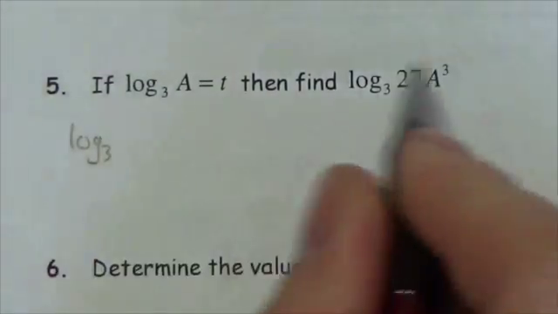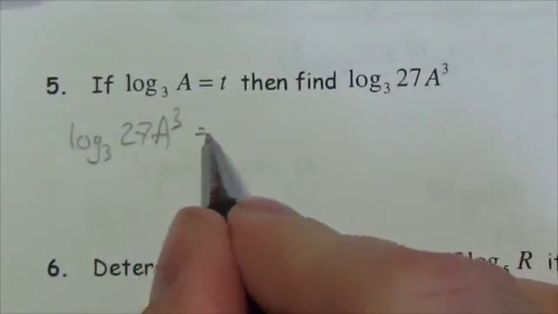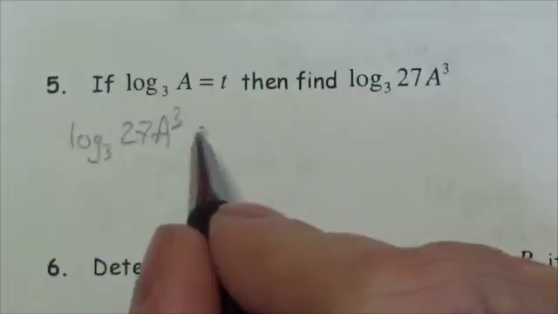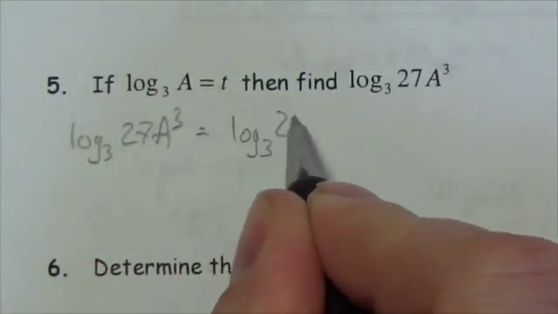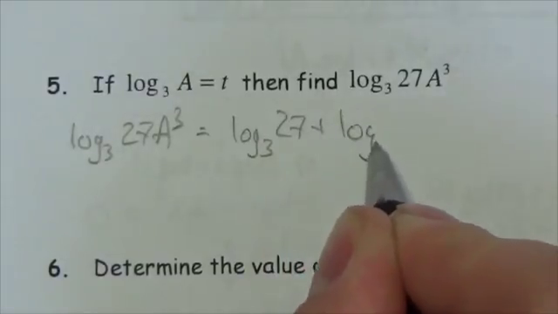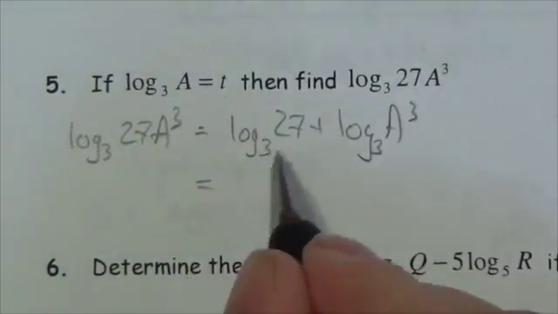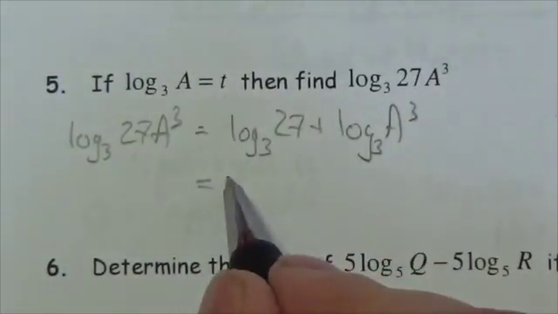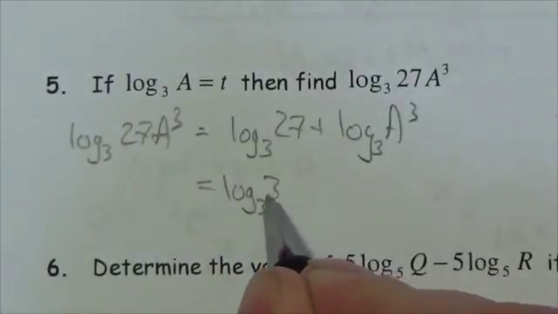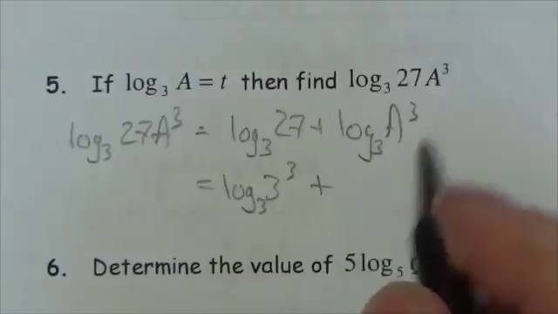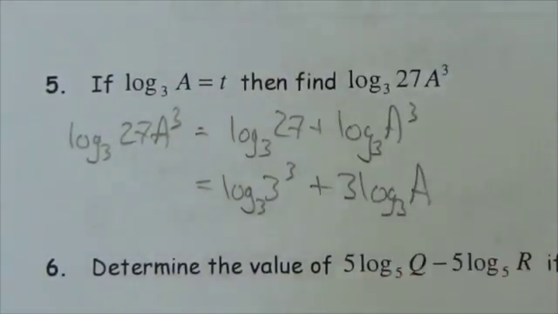we can take this log base 3 of 27a cubed. We can now expand this out the way we've just been doing with the previous questions. So this is 27 times a cubed, so I can make this the log base 3 of 27 plus the log base 3 of a cubed. Now I know that 27 is 3 cubed, so this will be the same as the log base 3 of 3 cubed, and I can bring down that exponent and get 3 times the log base 3 of a.